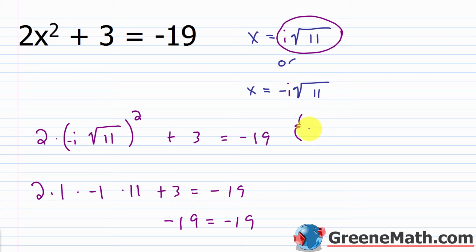So the solution said you could put negative i times the square root of 11, comma, i times the square root of 11. Or if you wanted to write this in a more compact format, you could put plus or minus i times the square root of 11.